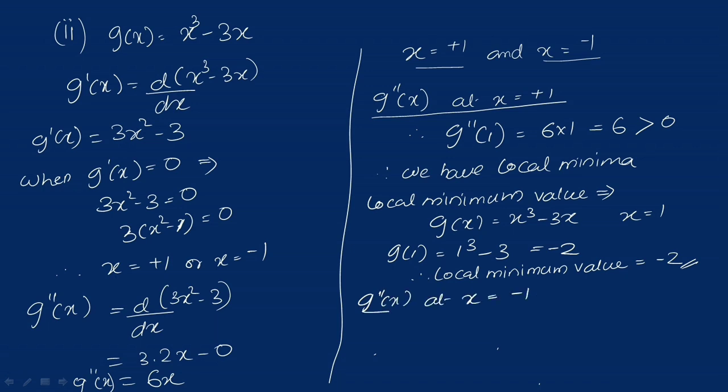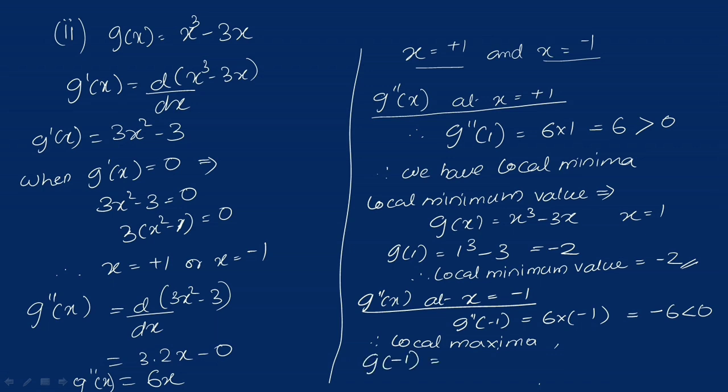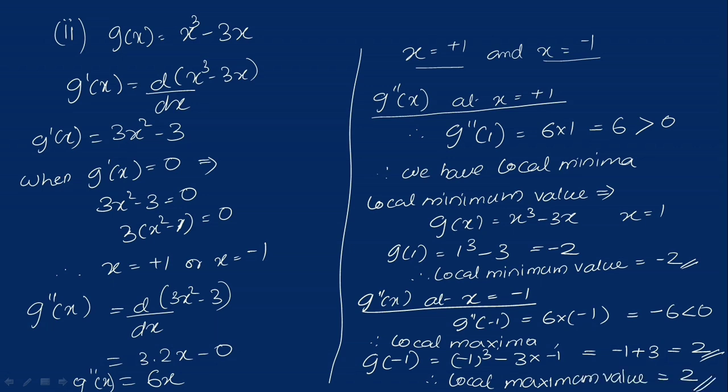Now what is g double dash of x at x equal to minus 1? That is g double dash of minus 1, that is 6 into minus 1, that is minus 6, which is less than 0. So we have a local maxima here. What is g of minus 1? That is minus 1 whole cube minus 3 into minus 1, that is minus 1 plus 3, that is 2. So the local maximum value is 2. So we have got the local maximum value and local minimum value.